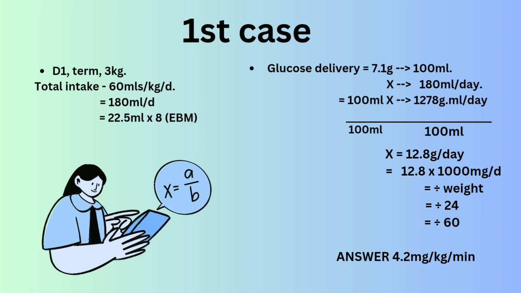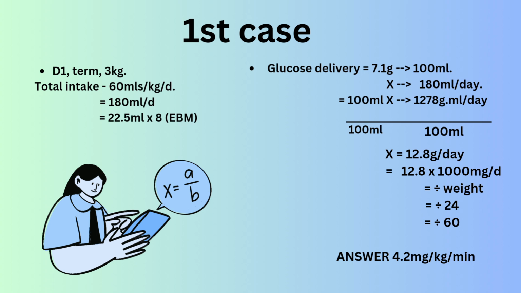So 60 times 3 will give you 180 ml per day. So it means this neonate needs to be on 180 ml per day. Because neonates feed every 3 hours, that makes them feed 8 times in 24 hours.